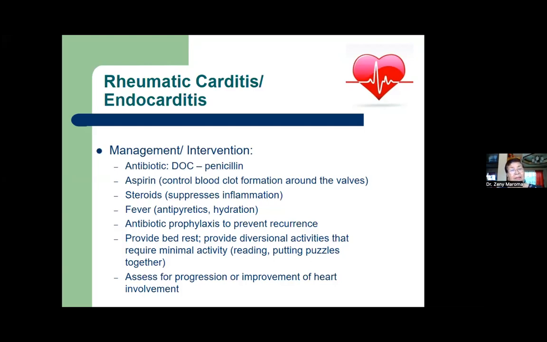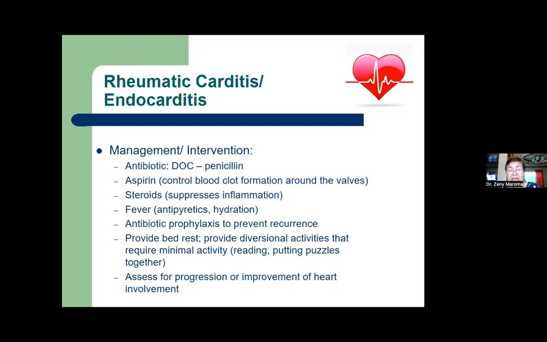Why is there aspirin here? It controls blood clot formation around the valves, as I discussed earlier in the pathophysiology. Aspirin is given because it inhibits platelet aggregation. Aspirin is a blood thinner, so that blood clots don't form around the valves and in the atria. Alright. Autoimmune, systemic connective tissue disease, wala tayong magagawa kung di bigyan ng steroids. Okay?